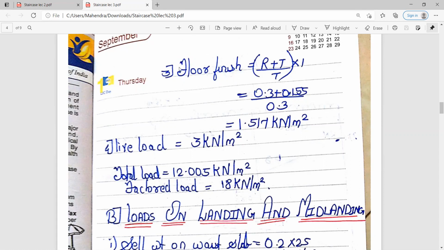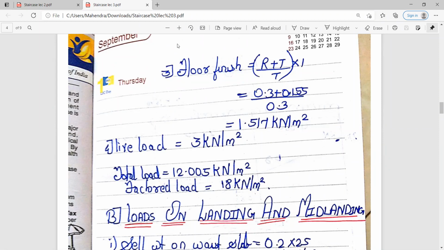तो ये चारों का एडिशन करने के बाद you will get the total load. So total load will be dead load on the west slab as well as your self weight on the west slab, that is 5.628. Then dead load on the slab, that is 1.86, plus your floor finish, that is 1.517, plus live load, that is 3. You will get the total load as 12.005 kilonewton per meter square.